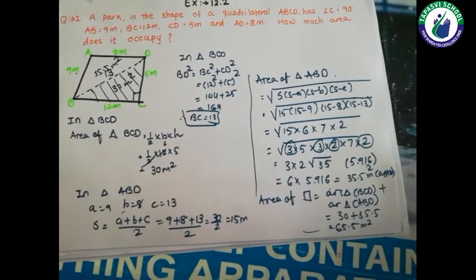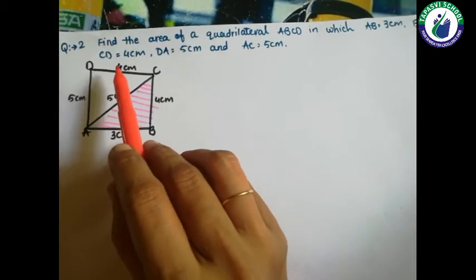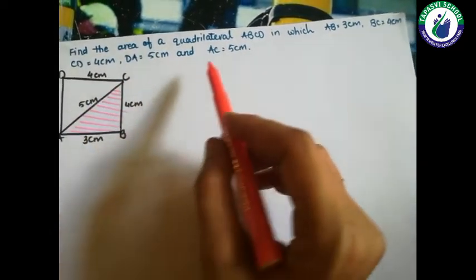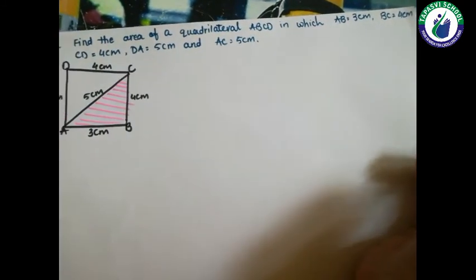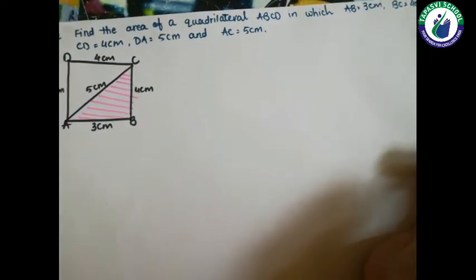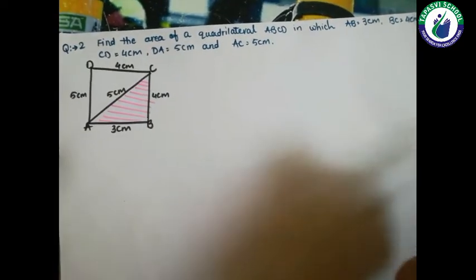Now refer to your next sum. Now in question number 2 it is given, find the area of a quadrilateral ABCD in which AB is equal to 3 cm, BC 4 cm, CD 4 cm, DA 5 cm and AC 5 cm.